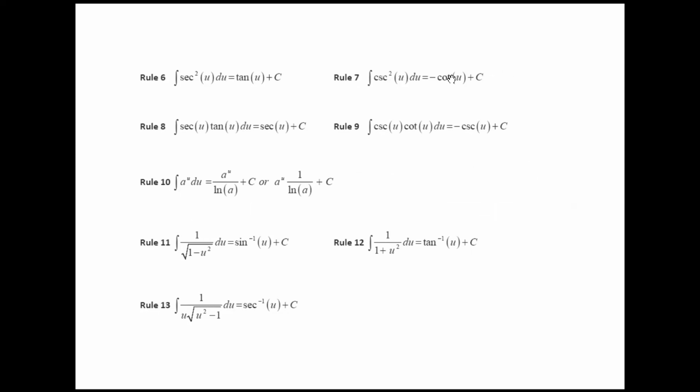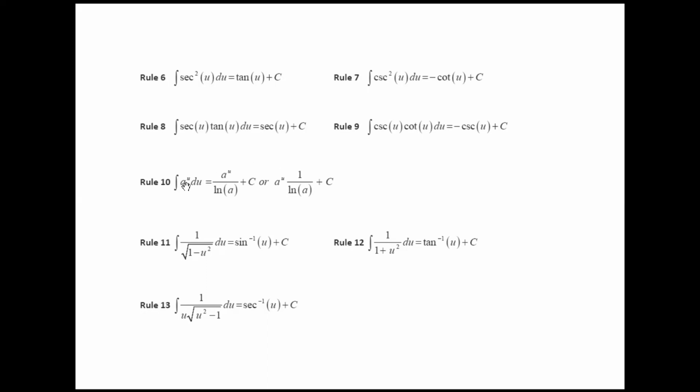Well, it's not the cotangent, because the derivative of cotangent is negative cosecant squared, so it's negative cotangent. What has a derivative of secant tangent? It's the secant, because the derivative of secant is secant tangent. What has a derivative of cosecant cotangent? It's not the cosecant, because that's negative cosecant cotangent, so it's negative cosecant.